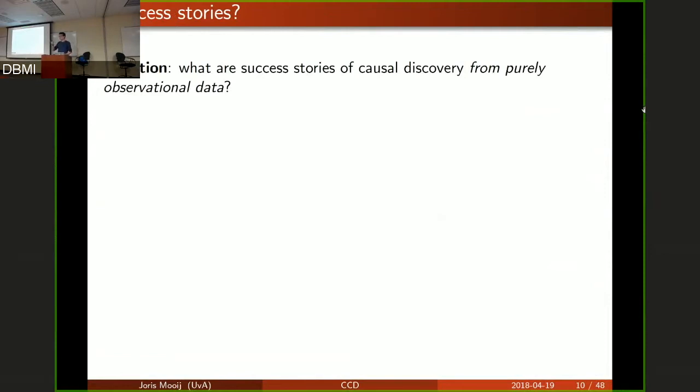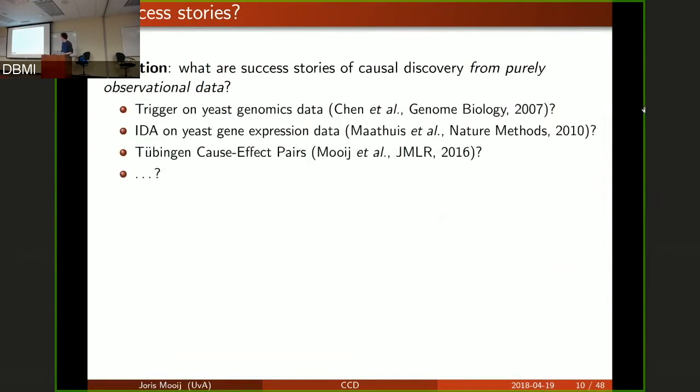Did you want to say something or bring something? IDA, yeah, the yeast data. Yes, I will come to that. So the three things that came to my mind were the trigger algorithm on yeast genomics data, an LCD related algorithm, Ken and the others, Genome Biology 2007. IDA on the yeast data, Nature Methods paper 2010. And the Tübingen cause-effect pairs, which is by some perceived as a success story.